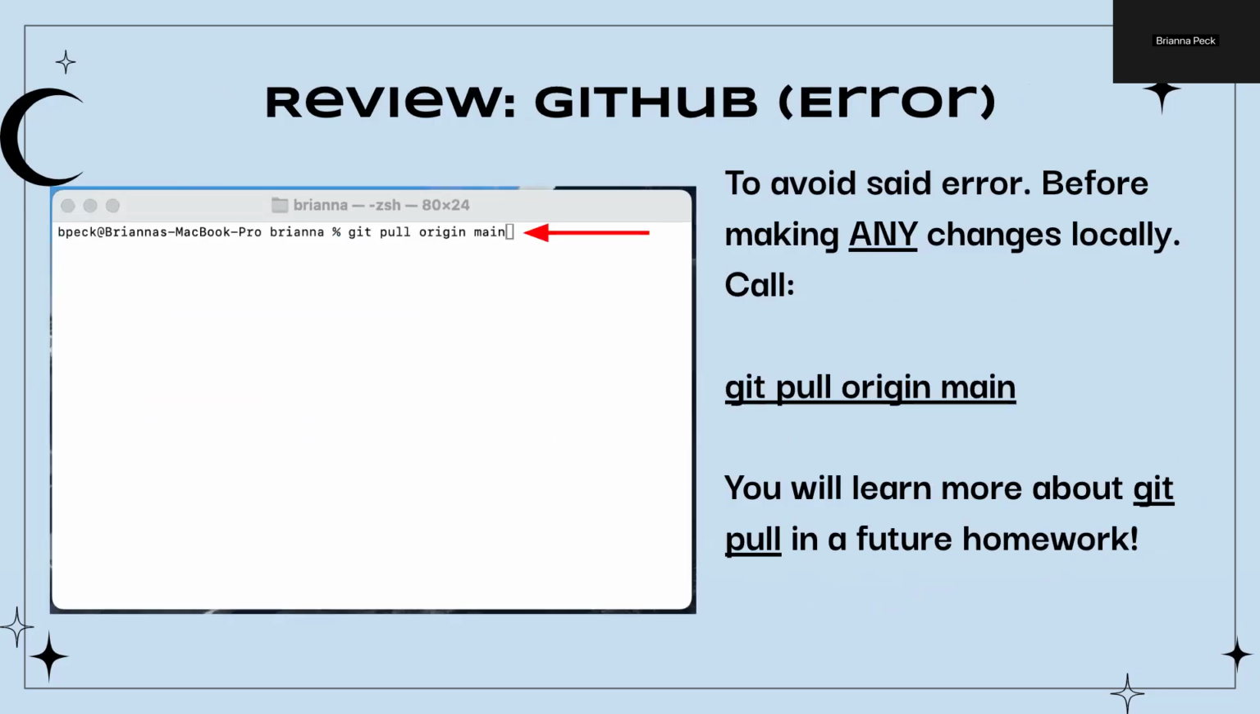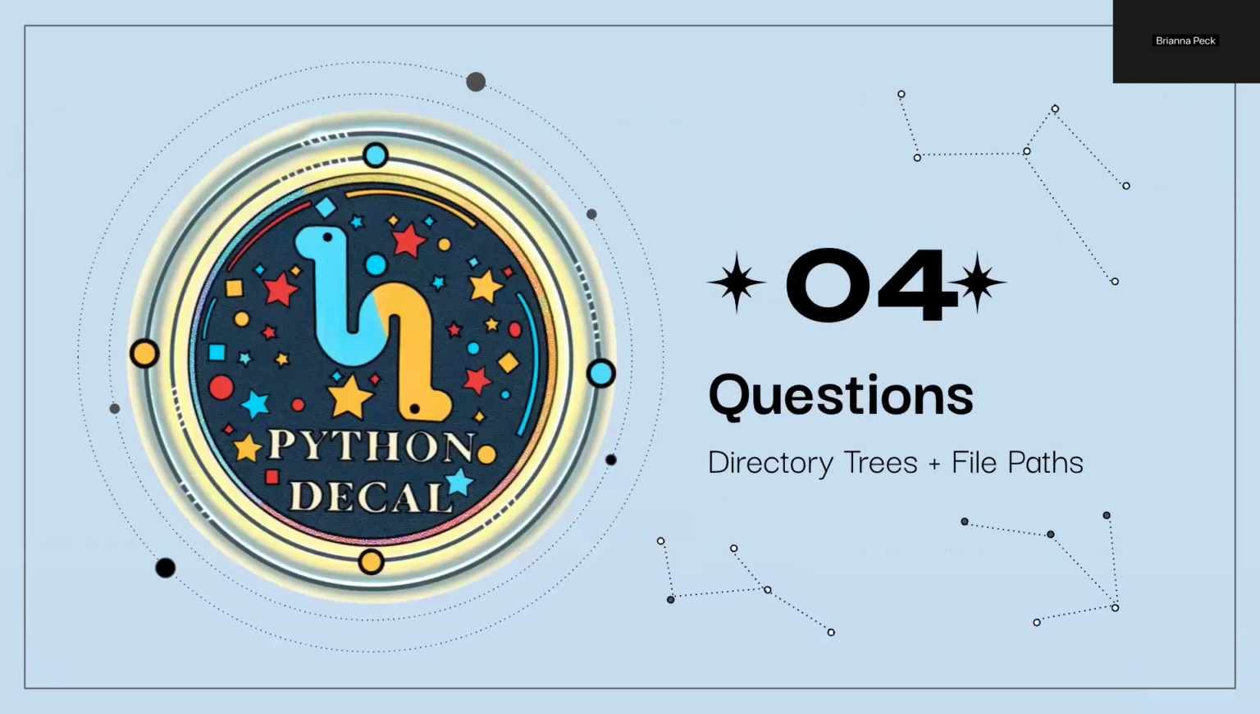And the way to do that is git pull origin main. Like I said, you have to put origin main in this case because we're going to add branches later, and you want to make sure you're in the right place. And we're going to go over more about that in the future, but just keep that in the back of your mind in case you run into that error.